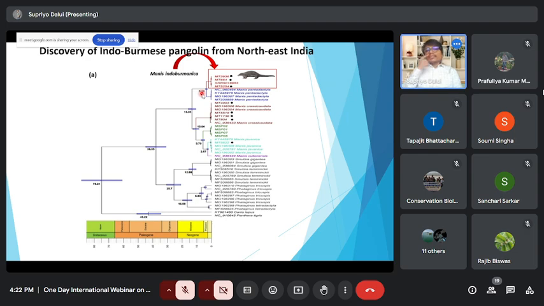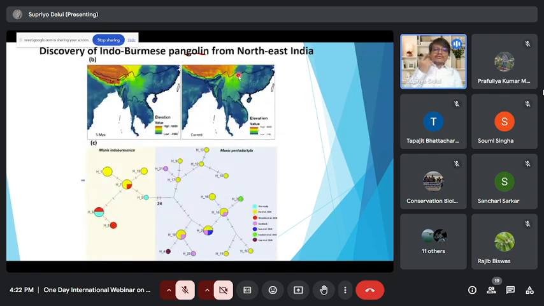So if it diverged this much time ago, it has to be something like a different new species. So it diverged in the Pliocene. So in the Pliocene, about 35 lakh years ago, this new clade diverged. So we tried to find out what might be the reason for this divergence, and then we went for this modeling aspect, which is called paleo DEM modeling.